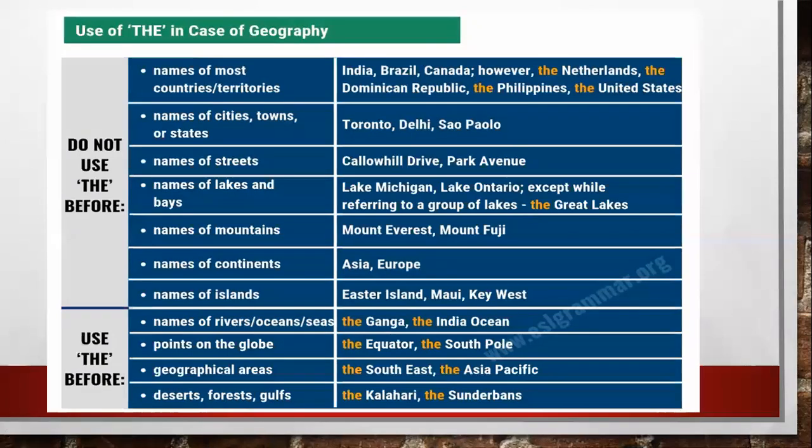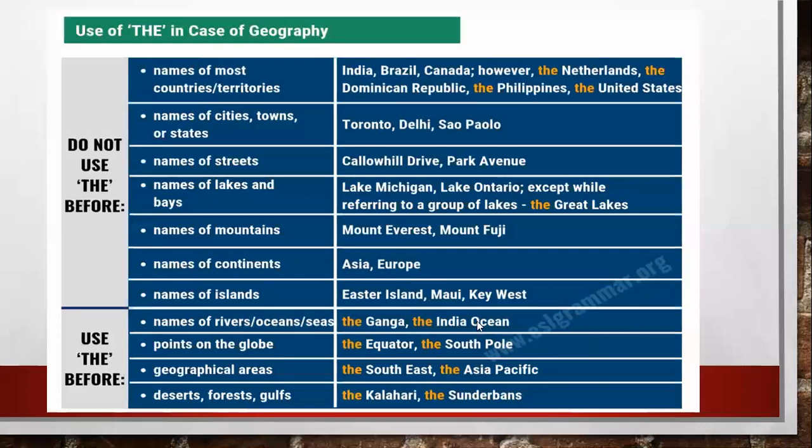so here, use of the in the case of geography, for example. Do not use the before: names of most countries and territories. With countries, we don't use the. Names of cities, towns, or states. Names of streets. Names of lakes and bays. Names of mountains. Names of continents and names of islands. Yeah? We are not going to use the. We have some countries with the, but there are a few, yeah? The Netherlands or the Dominican Republic or the Philippines or the United States. But most of the names of countries and territories, we don't use the. Yeah? Remember this, okay?